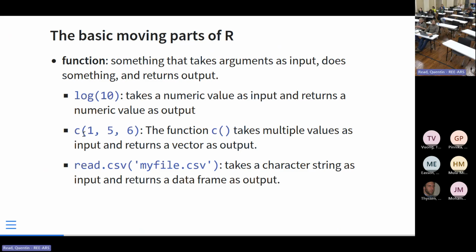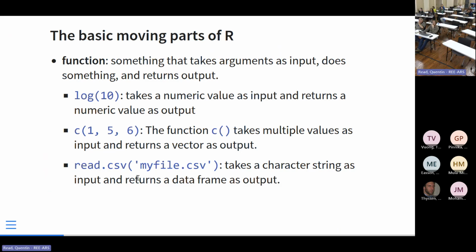c, the function I mentioned just now, stands for combine. That's a function used to create a vector. It takes multiple inputs and gives you a vector. The way you give multiple inputs is you put commas in between them: c(1, 5, 6). What you're telling R is, I've got three values, 1, 5, and 6. Take them and give me a new value, which is a list, 1, 5, 6.